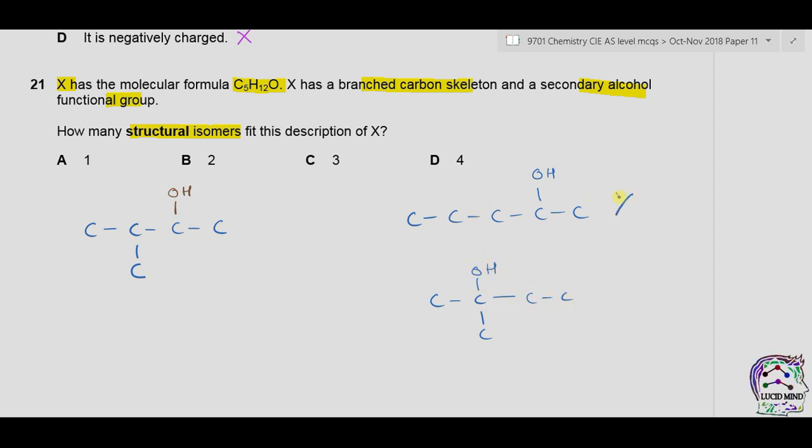This is wrong because in this one we don't have a branched carbon skeleton, and this is wrong because now we have a tertiary alcohol as compared to a secondary alcohol. So the only possible structure is this one. The answer is therefore A.